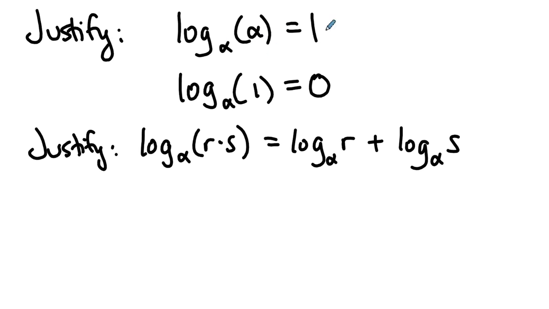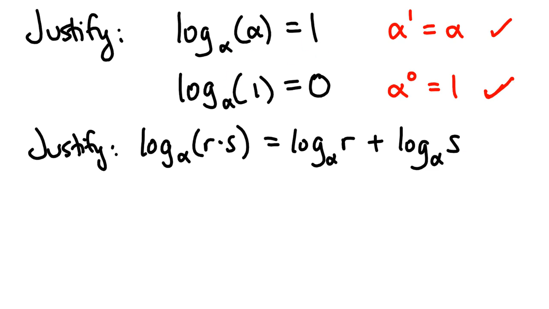Okay, we know that this statement would be equivalent to alpha to the 1 is alpha, and that's fine. And we know that this statement would be equivalent to alpha to the 0 is 1, and both of those are true, so both of these are true.